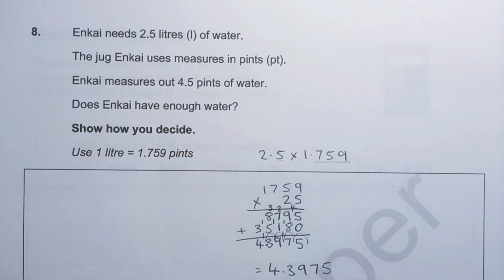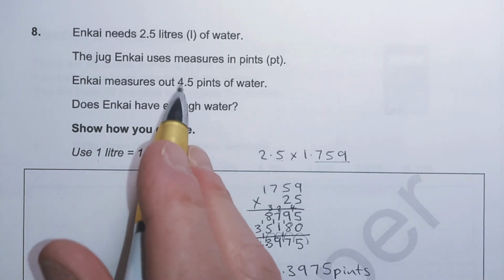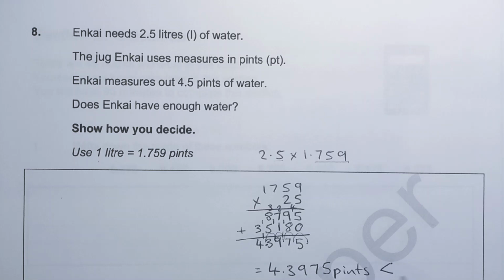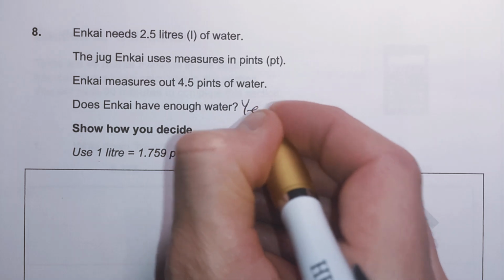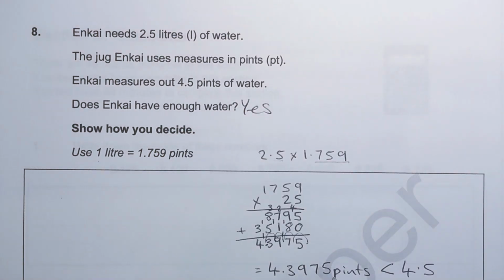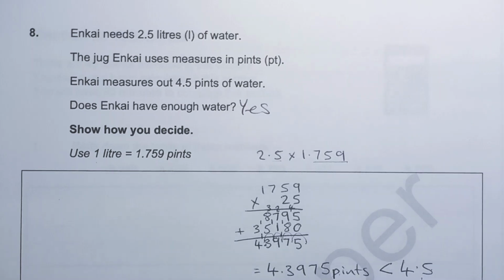So he needs 2.5 litres, which is 4.3975 pints. He's measured out 4.5 pints, which is more. So has he got enough? Yes, he has. So he needs this amount, he's got this amount. And that's the end of the non-calculator section.